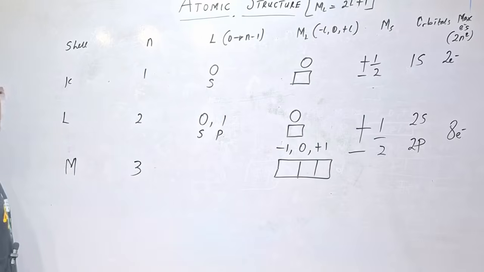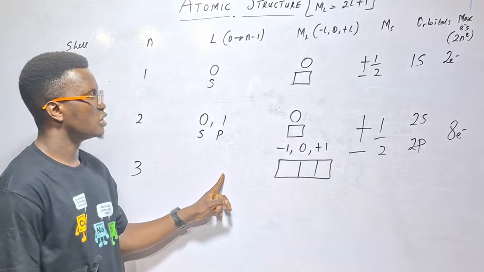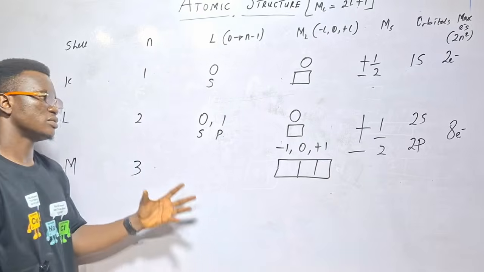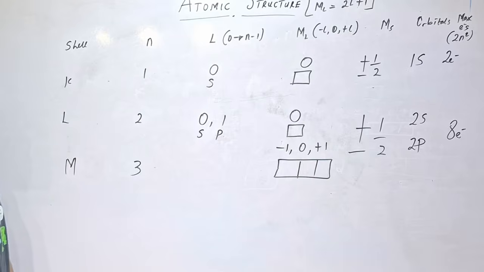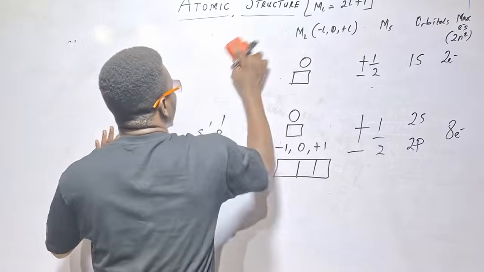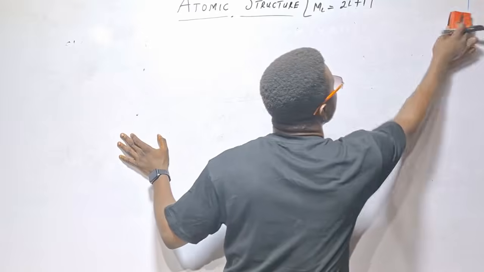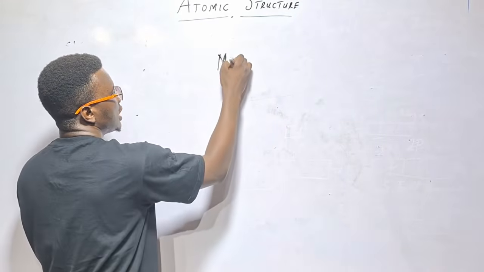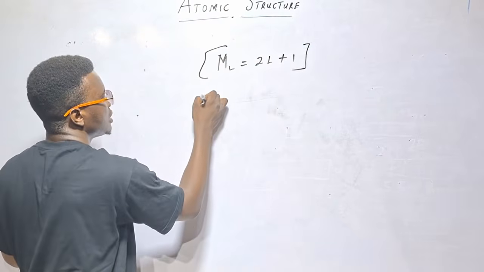So for M shell, what will be the n? 3. Then what will be the values of L? That's going to be 3 minus 1, that's 2. So that will be 0 to 2. So that will be 0, 1, and 2. Do you get that? So you can try that on your own. Let's see what you're going to have. Try that quickly. Try all the things I've talked about again. You can practice that. So get the values for all of those things I've talked about and complete the table. So do for when n is 3 and do for when n is 4.